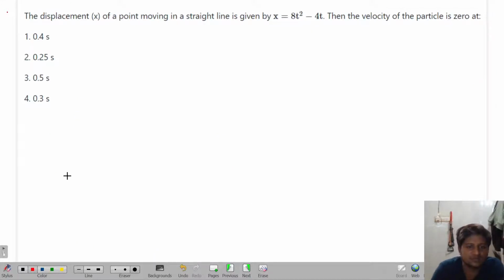Again, next type. Question number 5, type 5. Solve this type 5 problem. The displacement of a point moving in a straight line is given by x is equal to 8t square minus 4t. The velocity of the particle is 0 at... Wow, what a question. 0.25 seconds. Okay, we'll see.